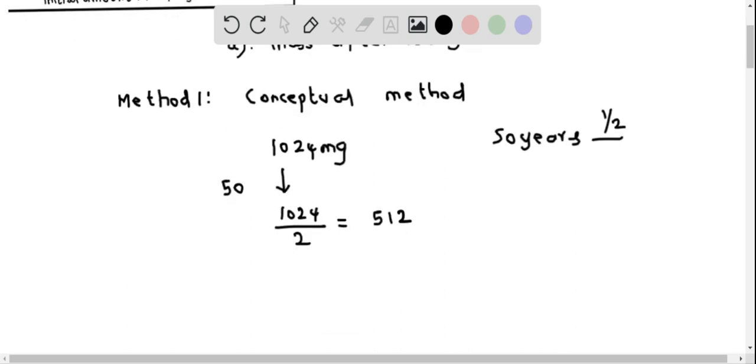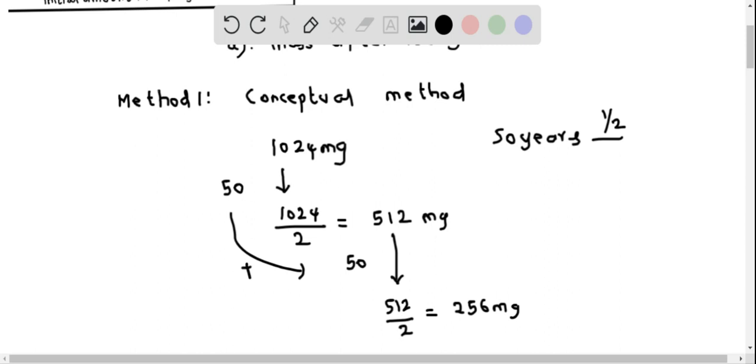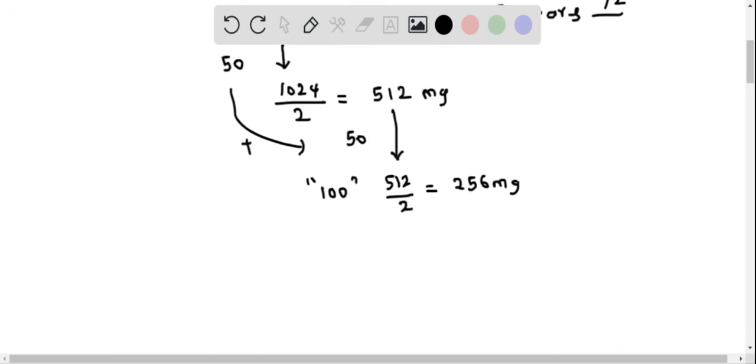Now let's calculate for another 50 years. That is for another half-life, so this amount will get reduced by half. So we have to divide 512 by 2, and this gives 256 milligrams. So far, we have calculated for 50 plus 50, and this equals 100 years. That is, after 100 years, the amount of antiplutonium present will be 256 milligrams.